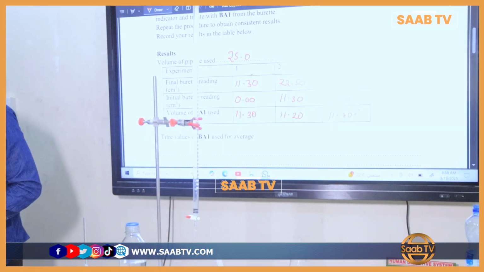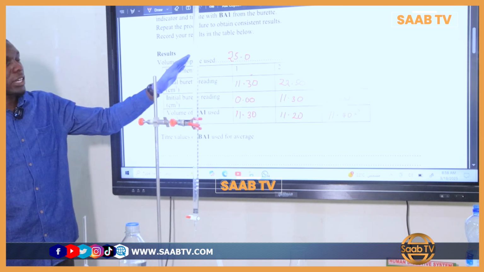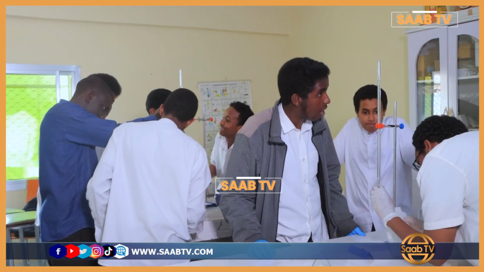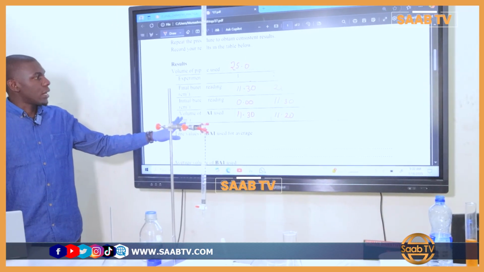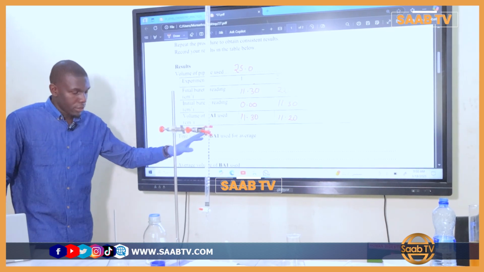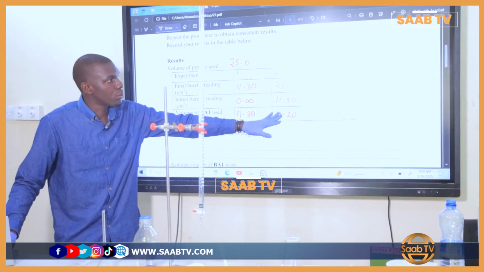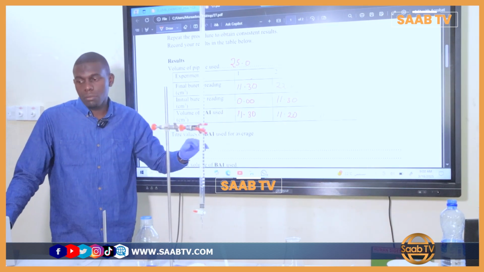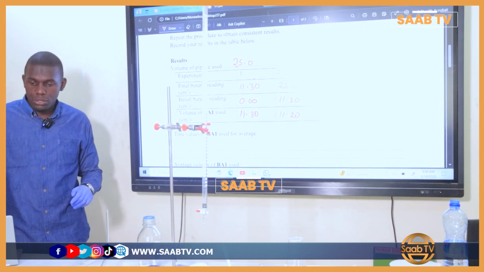Now, we have completed our table of results. We have done the first experiment, the second and the third one. So we have our table of results there. The volume of BA1, that is the acid, we have used. First we used 11.3, then we also used 11.2, then also used 11.40. So we are going to use those values in our calculations.